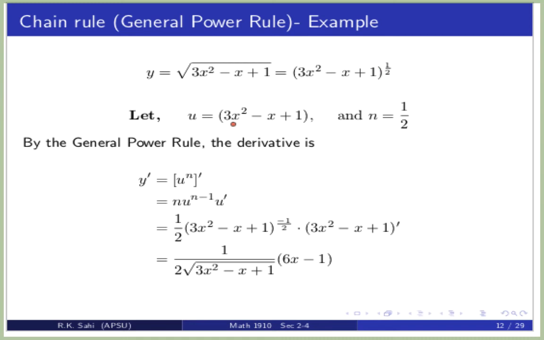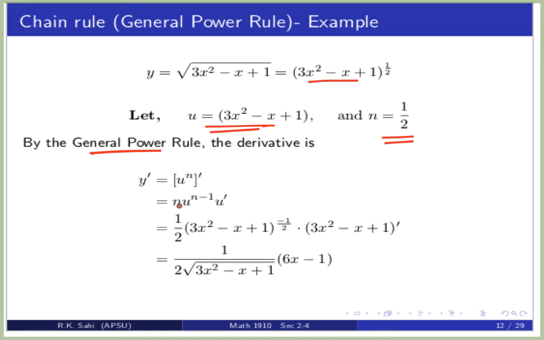So you keep this as your u, the squaring function, and the n is a half. Remember, the general power rule says your n should be a rational number. That's perfect. So then we apply the general power rule. The derivative of u to the power n is n times u to the n minus 1 times u prime. So wherever you see a u, you substitute this, and then you take the derivative of 3x squared minus x plus 1.